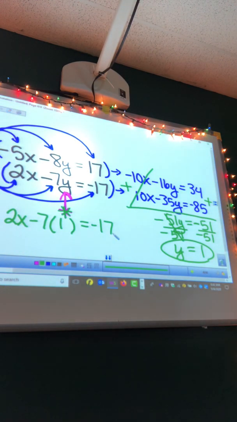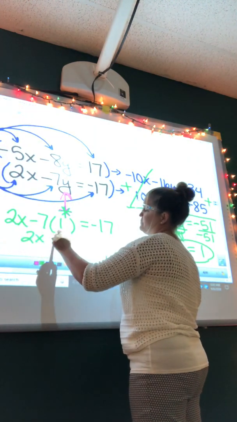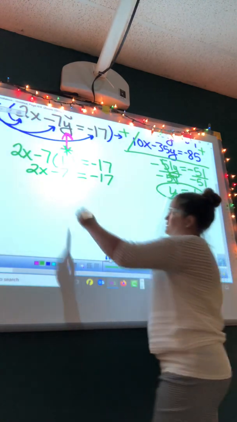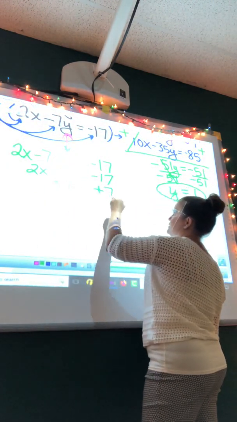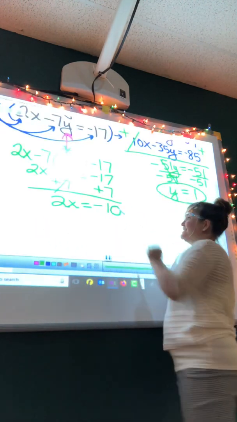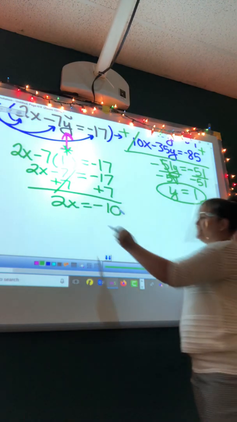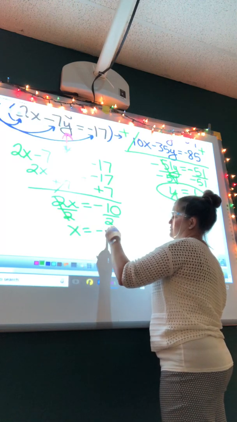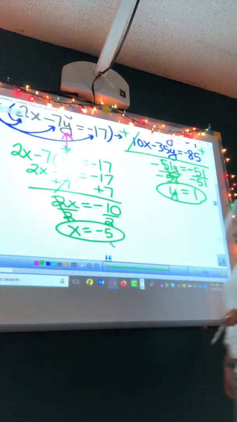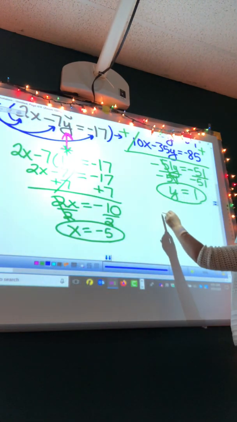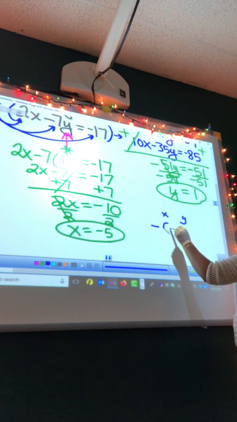So multiplying first gives me 2x minus 7 equals negative 17. Adding 7, 2x equals negative 10. Did I do good math there? And then dividing by 2. How do we write our answer? X, Y, Z alphabetically. So therefore we have x and y, so negative 5, 1.